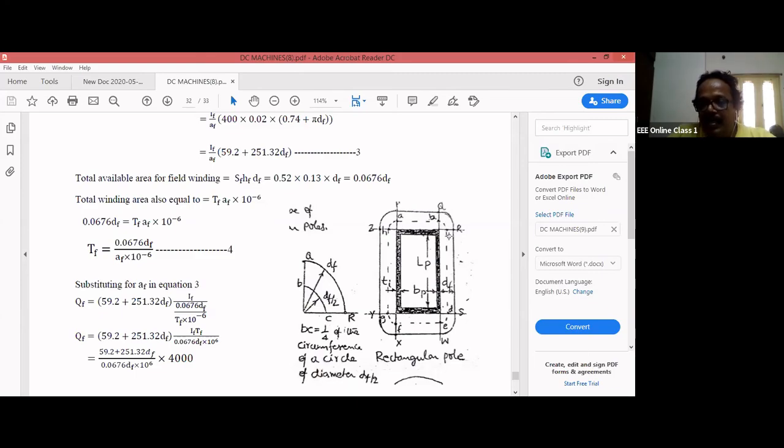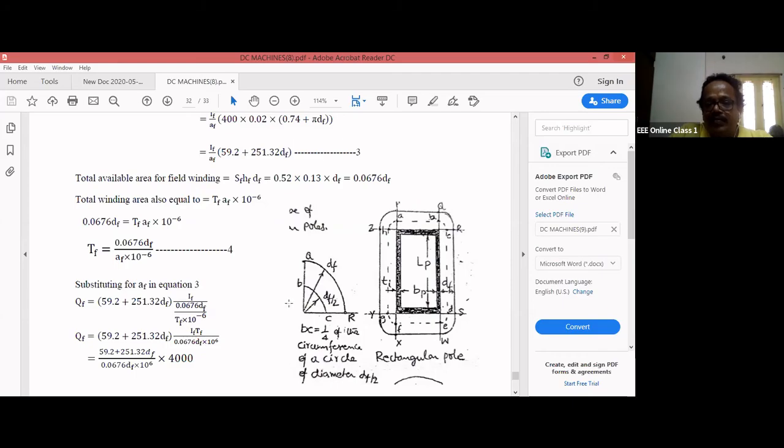As I told earlier, if you combine all these four arcs, then it will become a circle. You can see this is nothing but a quarter of a circle. Likewise, if you combine all these four parts, four edges, then it will become a complete circle. So length of mean turn is nothing but Li, the length of inner turn, plus pi into df. Here df is nothing but the depth of the winding. For length of mean turn, it will be df by 2.